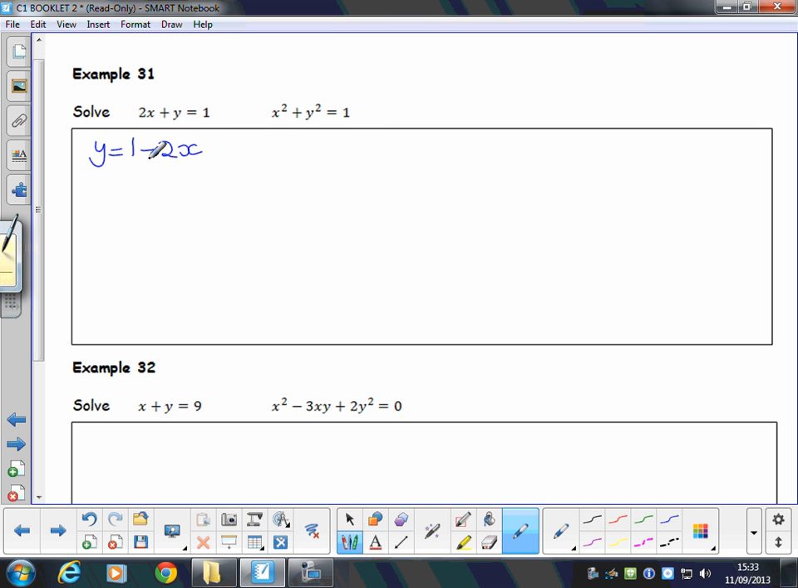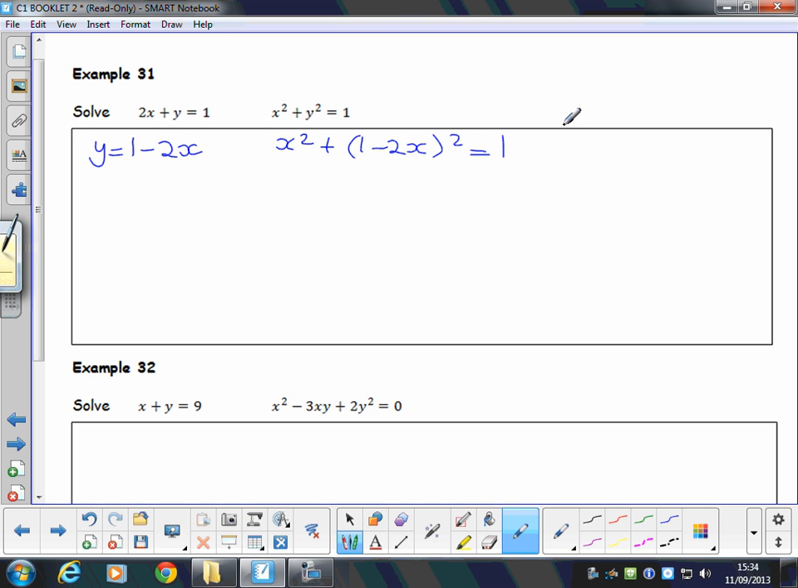Now I'm going to substitute this into my quadratic equation. So I've got x squared plus y squared, but instead of y, I'm going to put this in. So I've got x squared plus, instead of y, 1 minus 2x, all squared, is equal to 1.